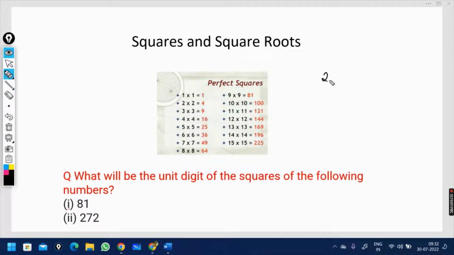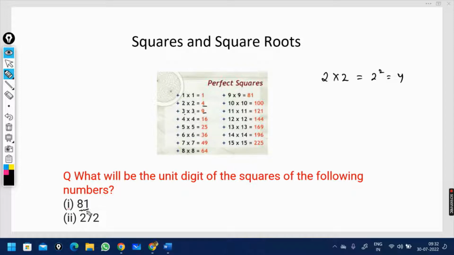For example, if you have 2 multiplied by 2 you get 2 square, which is equal to 4. Now here I have written a square table for you. 2 into 2 gives you 4 and 3 into 3 gives you 9. You all know this. So the first thing we want to know is what will be the unit digit of a square of the following number.